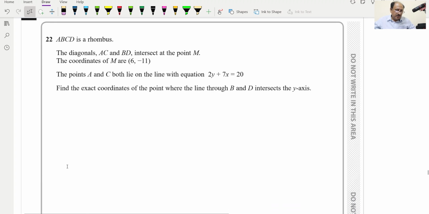Now question number 22. ABCD is a rhombus. Diagonals AC and BD intersect at the point M. The coordinates of M are 6 and minus 11. The points A and C both lie on the line with equation 2y plus 7x is equal to 20. Find the exact coordinates of the point where the line through B and D intersects the y-axis.